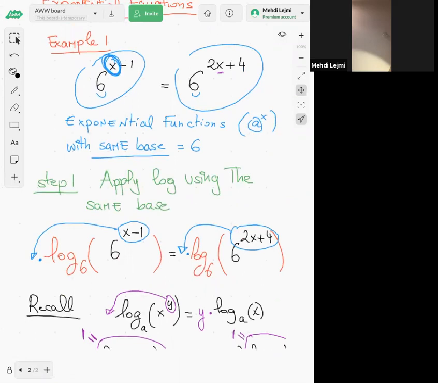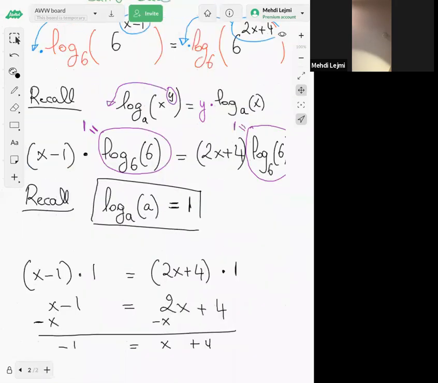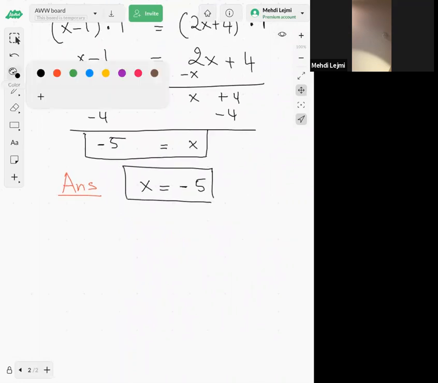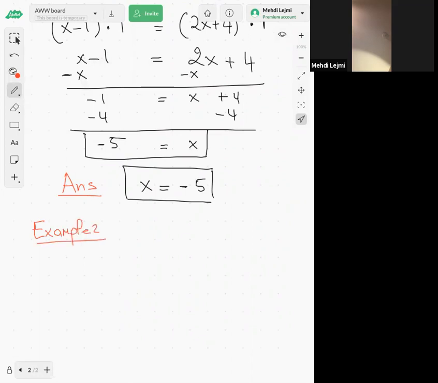Now, in example number 2, I'm going to have different bases. So this is example number 2. Now I'm going to change the equation a little bit. Let's say 4 to the power 2x minus 1 equals 3 to the power x plus 2.